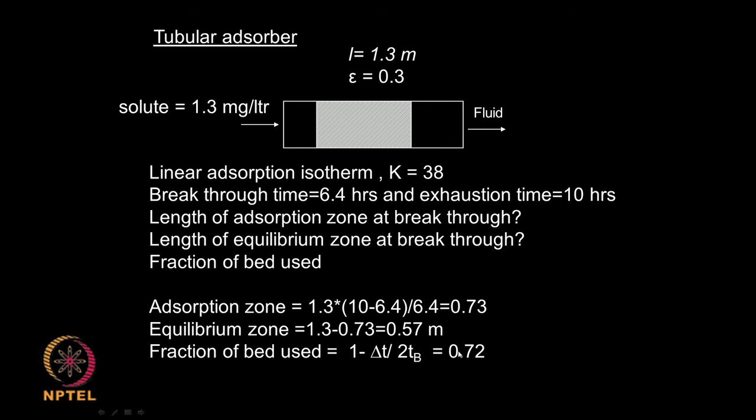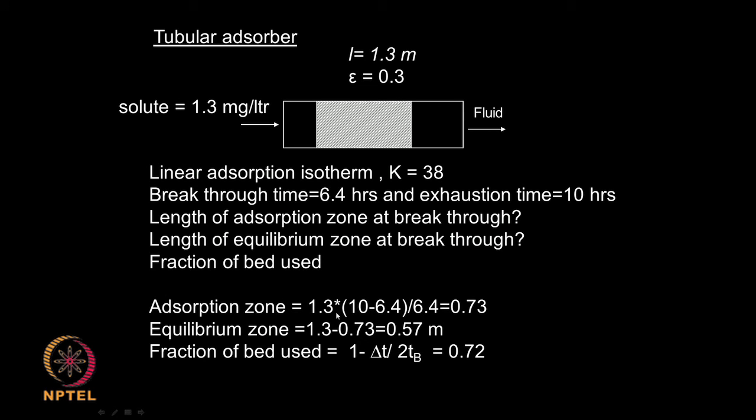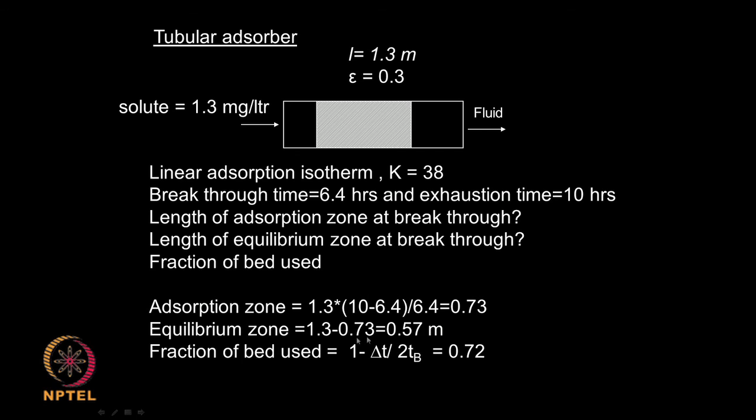We would like to have this much larger, so that most of the bed is used up. Then how do you calculate the adsorption zone? As I said, this is the adsorption zone, this is the equilibrium zone, and we can calculate it from this relationship. With 1.3 as the length, 10 as the exhaustion time and 6.4 as the breakthrough time, the adsorption zone is 0.73. And 1.3 is the total length, so 1.3 minus 0.73 is 0.57, which is the equilibrium zone.